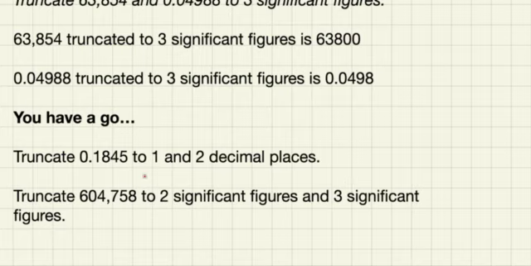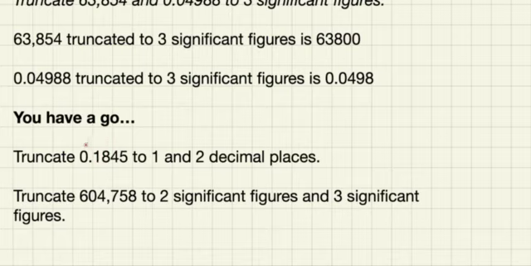So hopefully you've had a go now. And so this question is truncate 0.1845 to 1 and 2 decimal places. So let's do the 1 decimal place first. So this is the first decimal place. We put our line there.